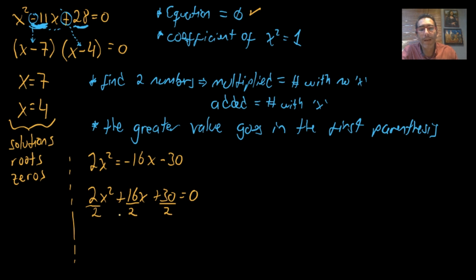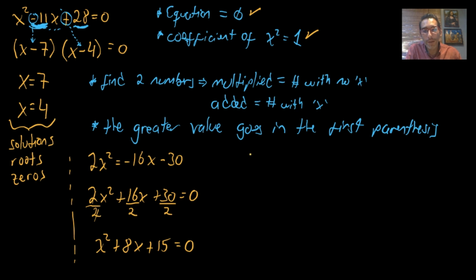All right? When we do that, what do we end up having? This cancels out, and we have x squared. 16 divided by 2 is 8, so you have 8x. 30 divided by 2 is 15. You get 15, and this is equal to 0. Check out the equation that we have now. Is the equation equal to 0? Yes. Is the coefficient of x squared 1? Yes. So we already comply with the two conditions. Now we are ready to solve it as we just said.